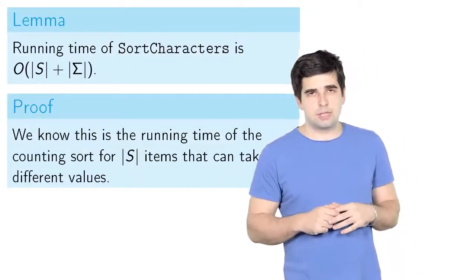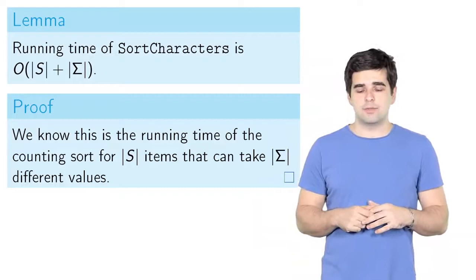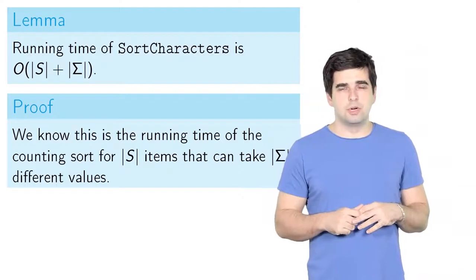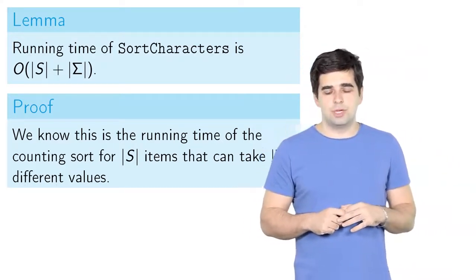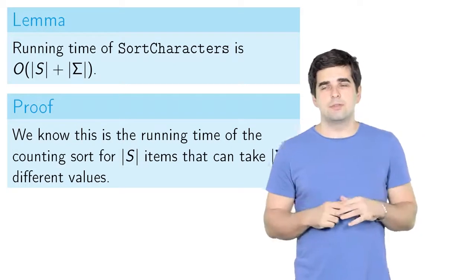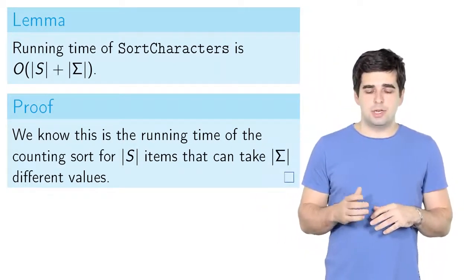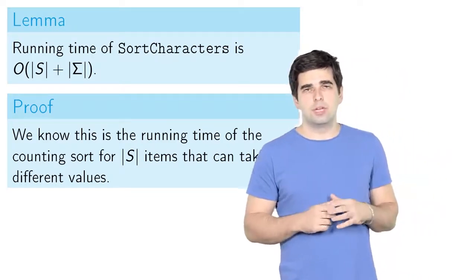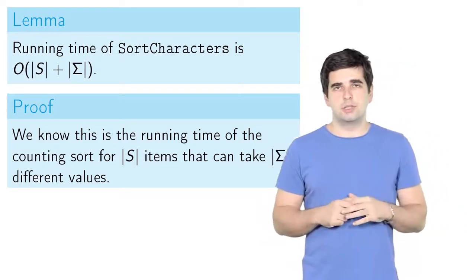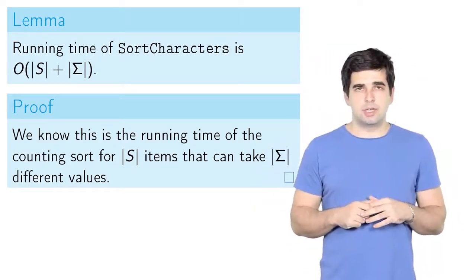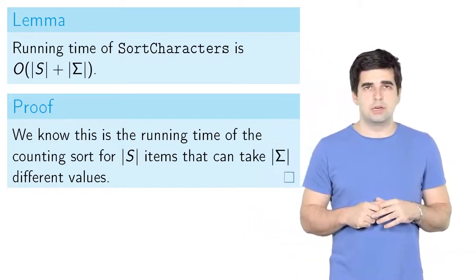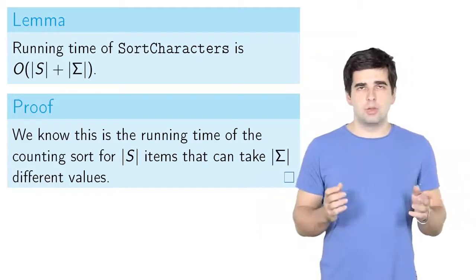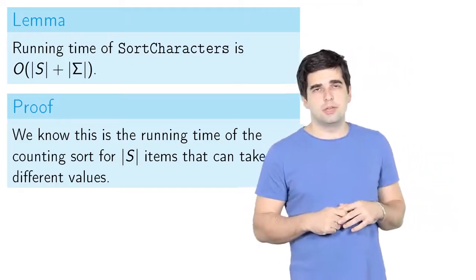It works in time proportional to the length of the string plus the size of the alphabet, because we know that this is the running time of the counting sort for the length of S items, each of which can take only the size of the alphabet different values. I need to note here that typically the size of the alphabet is small, like for example 4 letters for strings in genome, or 26 characters if we're only working with English words, or maybe alphanumeric characters. Then there will be 26 small letters, 26 big letters, and 10 digits.